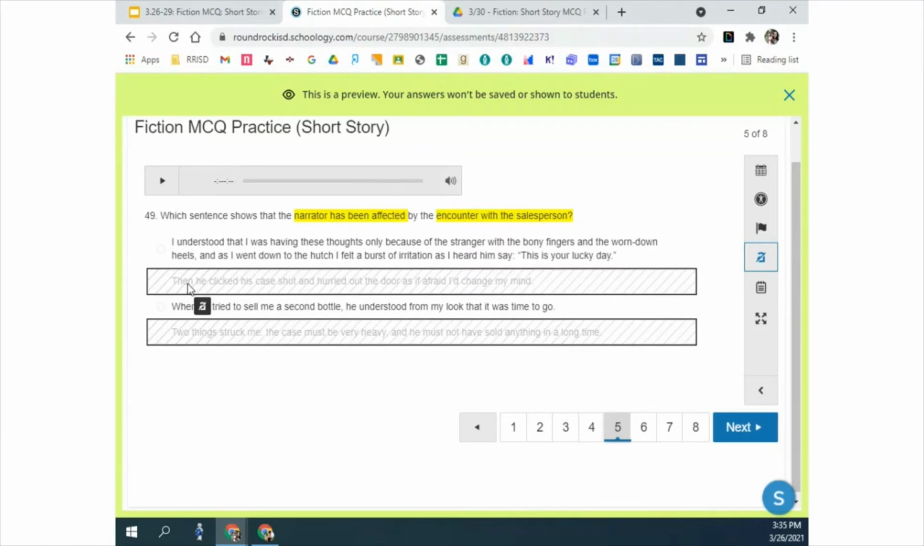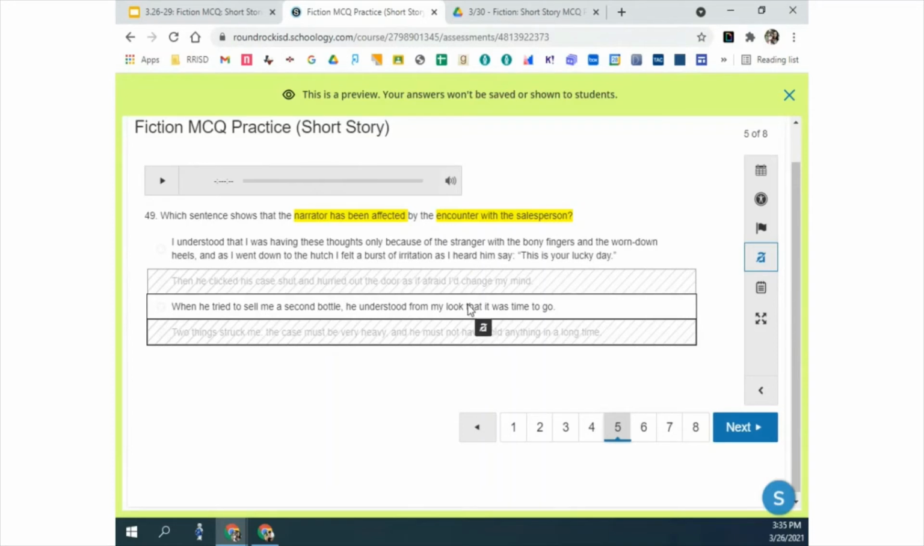It's just talking about then he clicked his case shut and hurried out the door. That's all about the salesperson, right? It's not about the narrator being affected. It's just showing the salesperson's actions, so that's why I can count that one out. For this one, another thing, 2 things struck me, and even though it talks about the narrator being struck, the emphasis is more about his case and how he hasn't sold anything. So that's why we can eliminate this one.